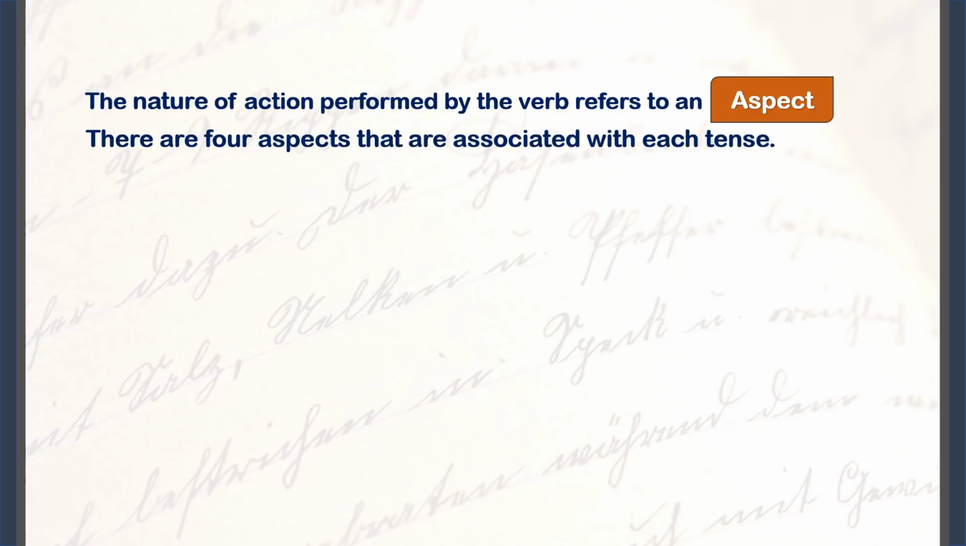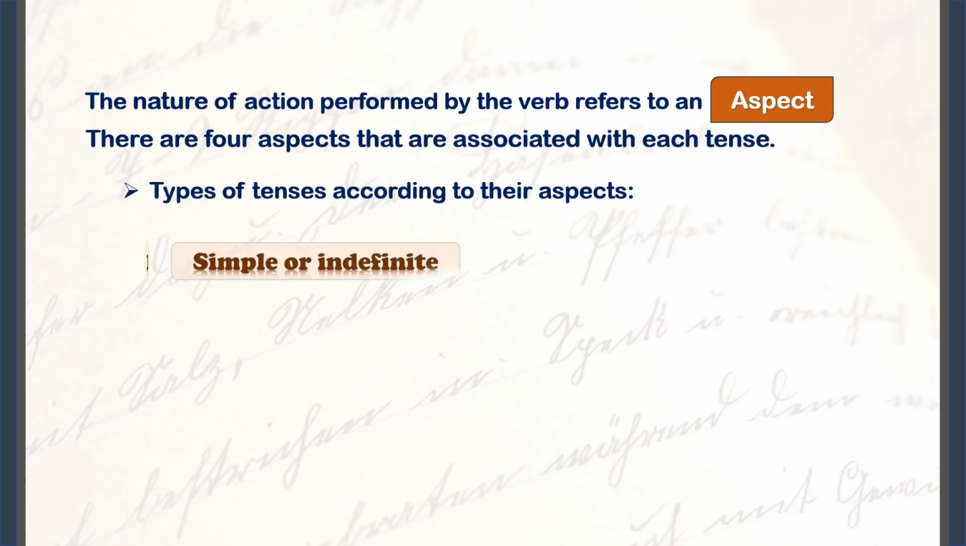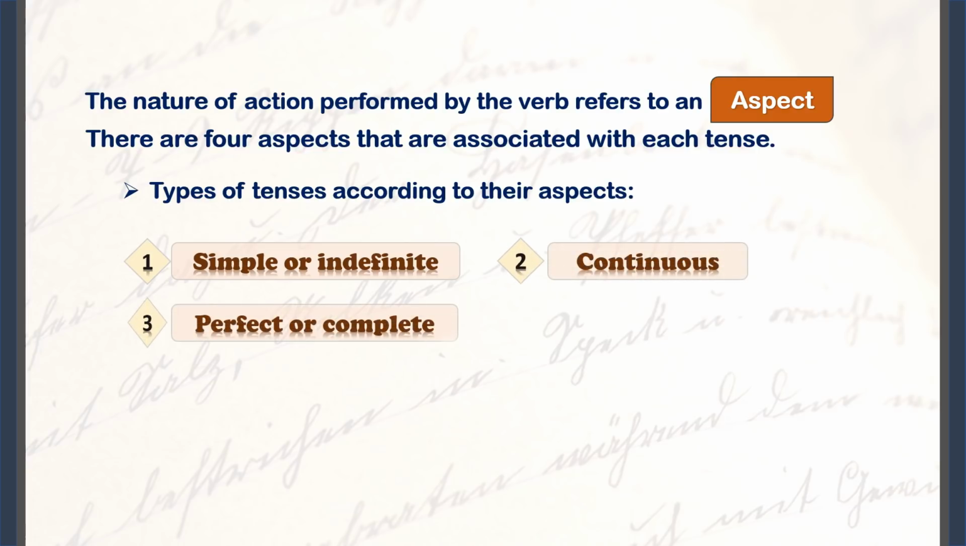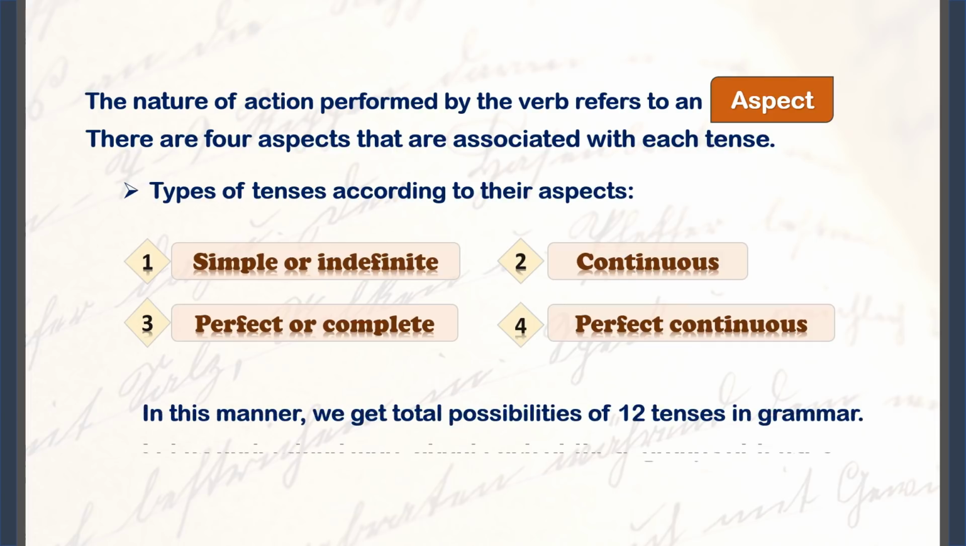Also, these actions performed are specific in their nature. The nature of these actions performed by the verb is referred to as an aspect. There are four aspects that are associated with each tense. First is simple or indefinite. Second is continuous. Third is perfect or complete. And the last one is perfect continuous. In this manner, we get a total of 12 tenses in grammar.